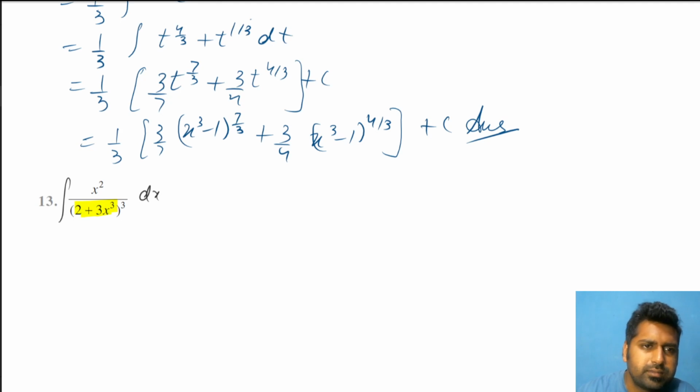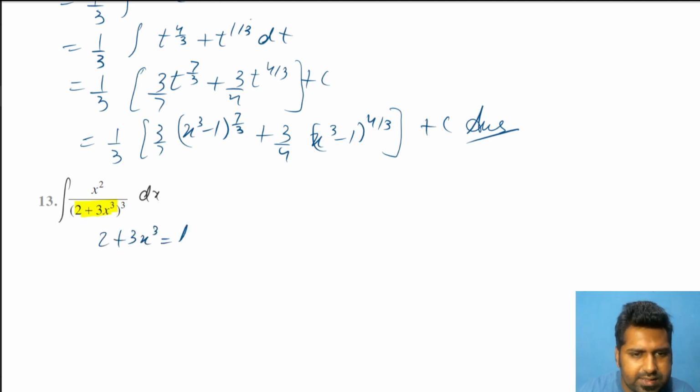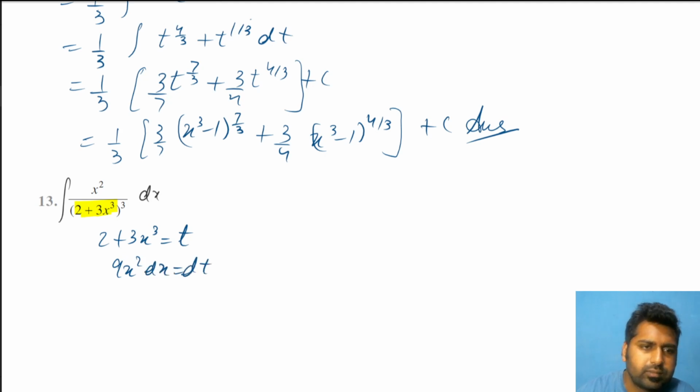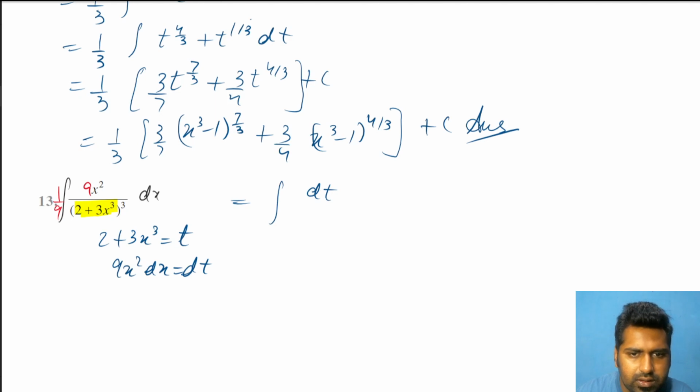This one is weird. So 2 plus 3x cube is t. Differentiation of this, 3 power 3 will come down, 9x square dx is dt. All we really need is 9, so multiply 9, divide by 9, and that's it. This is integration. Numerator becomes dt, denominator becomes t cube.